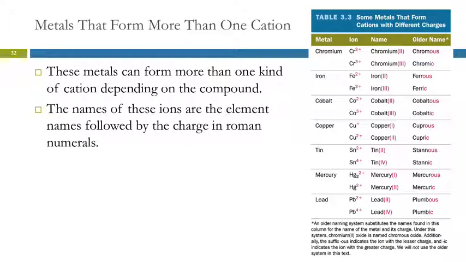Then everything else, all the other metals, can form 2 or more different ions. And so then we've got a little bit of a problem. Let's look at iron. So iron can form a +2 or a +3 ion. Well, we can't just call them iron ions because which one are we talking about?